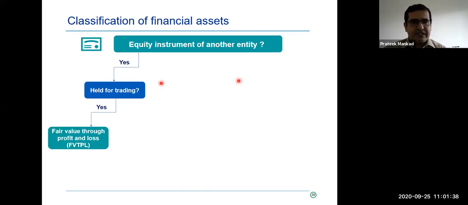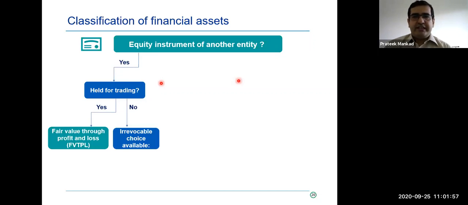Right? So we'll go through the steps again. I buy shares of ABC. First question I ask myself, am I holding them for trading? If I'm holding them for trading, no choice, fair value through P&L. Whatever is the change in fair value goes to P&L. The other situation could be, look, I am not holding them for trading. This is when the standard gives an irrevocable choice.